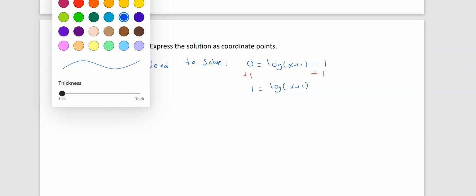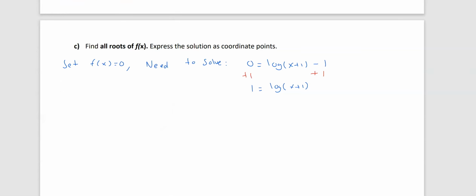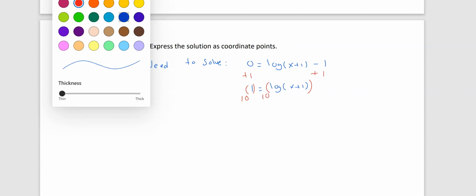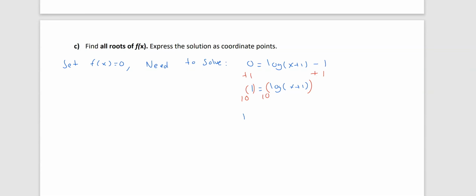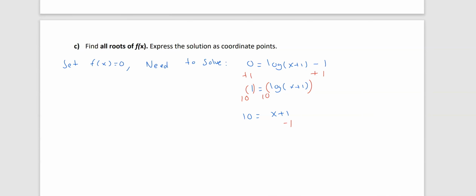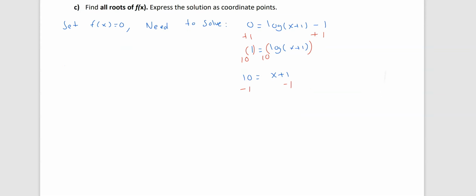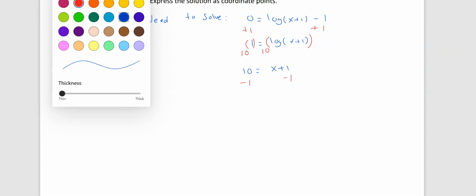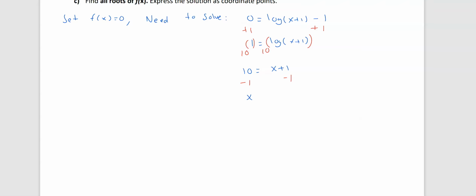And then the next step is we're going to cancel the log. So we're going to raise both sides to the base of 10. What this is going to do is cancel the log. So you're going to end up with 10 is equal to x plus 1. And then we're just going to subtract 1. So what this is going to give us is that x is equal to 9.